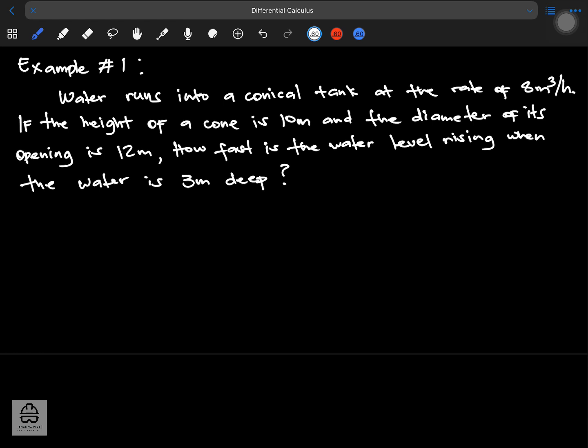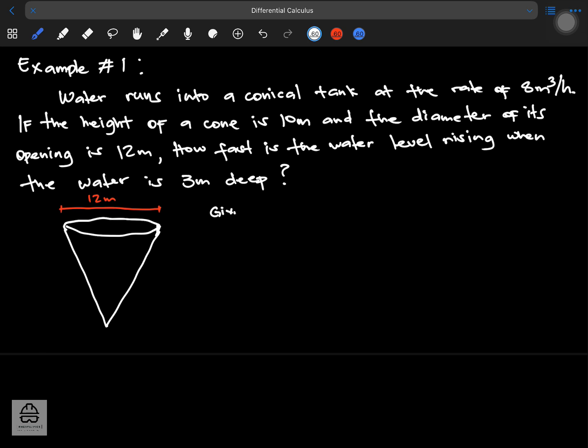So we have a conical tank here. So let's draw a conical tank. So this is a conical tank. It says here the diameter of its opening is 12 meters. Therefore, the diameter of its opening, this one, is 12 meters. Next, it runs into a conical tank at the rate of 8 cubic meter per hour. It means this is our change in volume with respect to time.